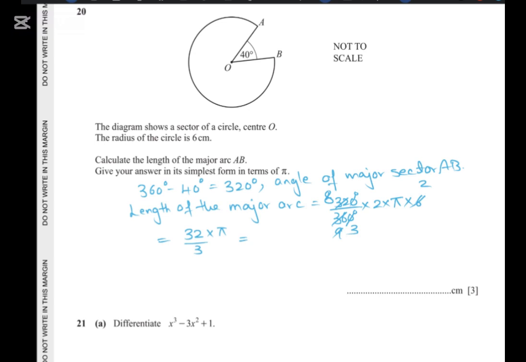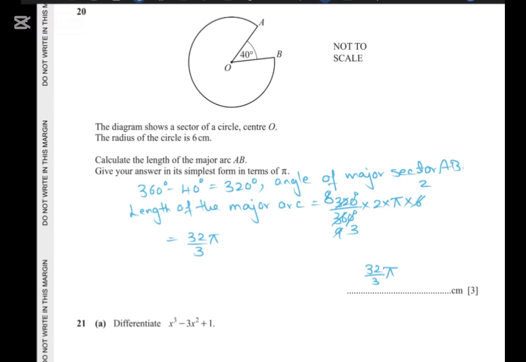So what is 32 by 3? Or you can just keep it as it is. No need to write in decimal. So your answer will be 32 by 3 pi. This is the answer. Check once again. The zeros are cancelled. 4 8s are, 4 9s are, 3 3s are, 3 2s are. Then 8 into 2 into 2 into pi. 8 into 2 is 16. 16 into 2 is 32 pi by 3.